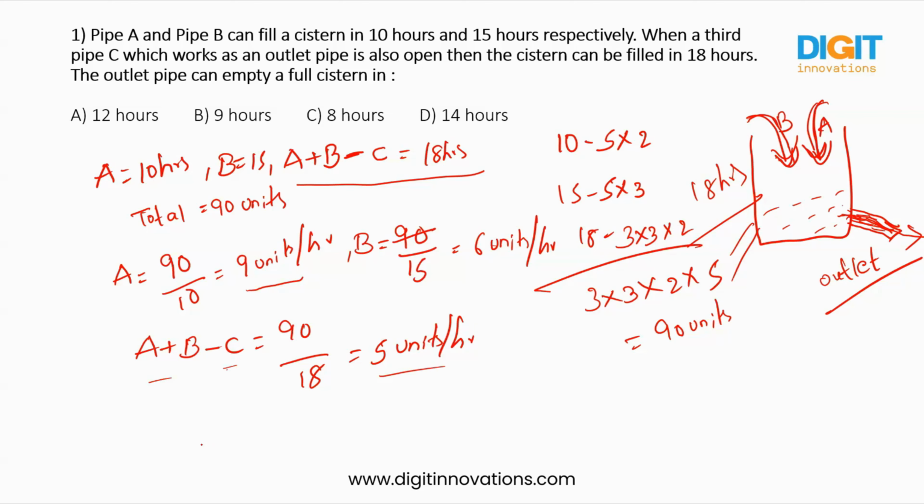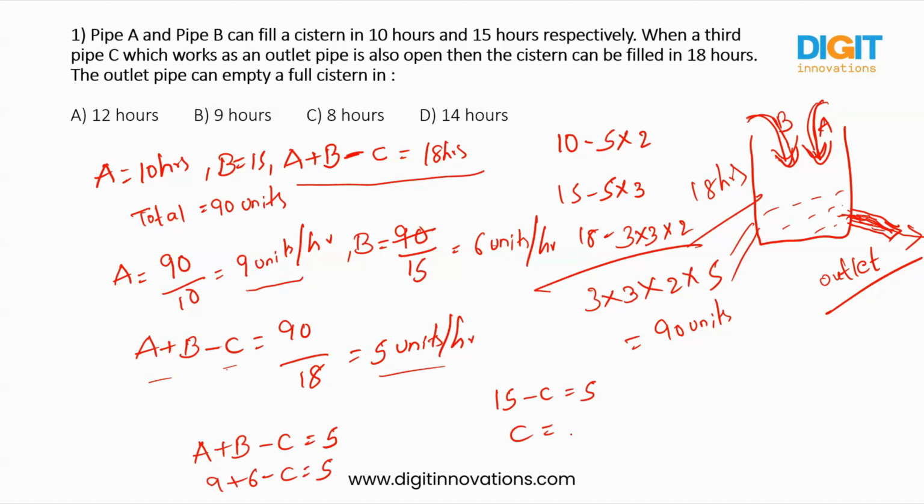So A plus B minus C equals 5 units. We already know A is 9 units and B is 6, and minus C we don't know, we have to find it out. So it would be 15 minus C equals 5.